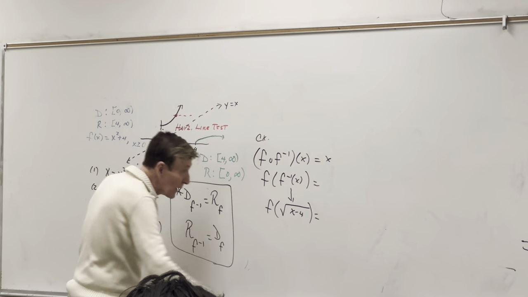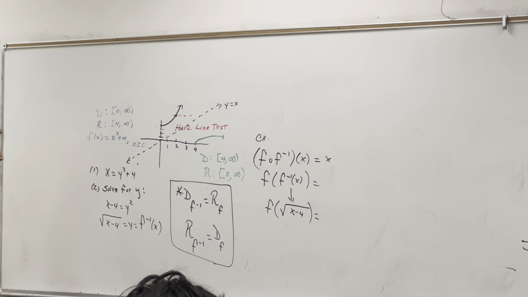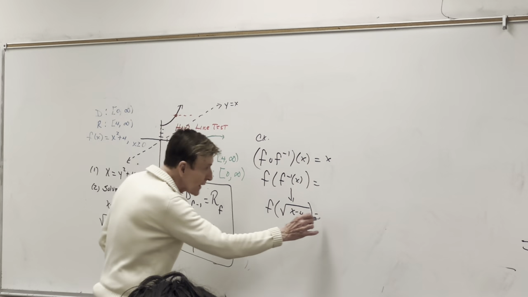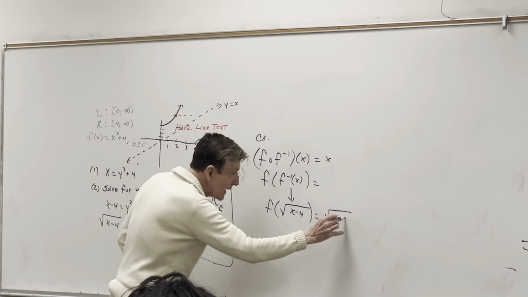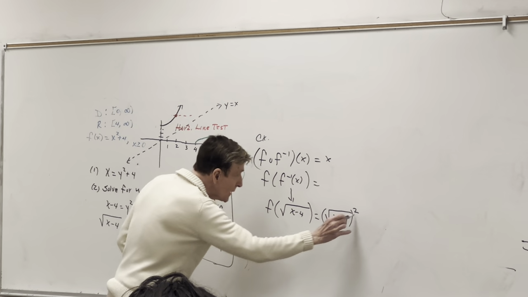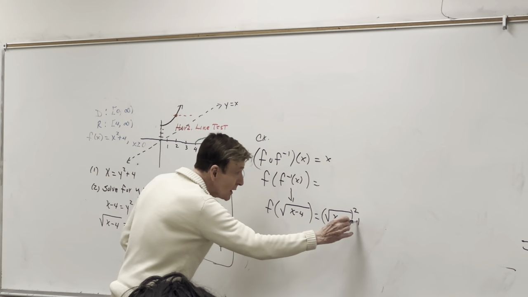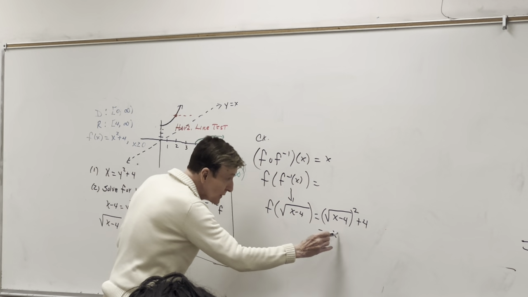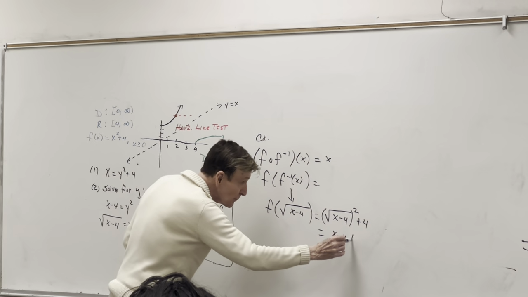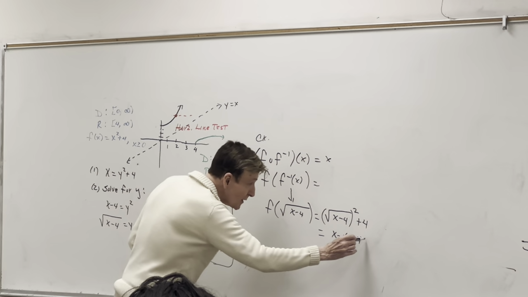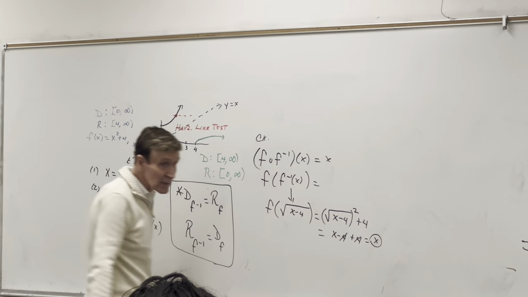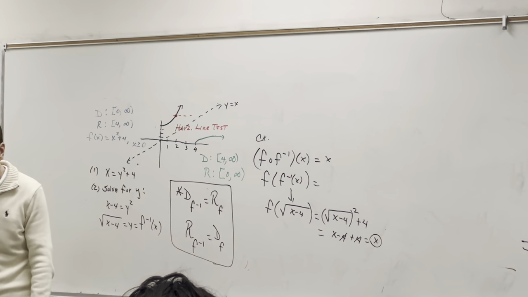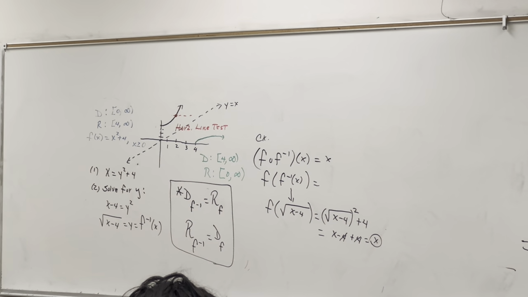Now, can someone tell me what f of that means? What am I supposed to do at this point? Go back to the original function, which was up here. Replace x by that, the square root of x subtract 4. It says to square it, and then what? Add 4. You square that, you end up with x subtract 4, the square root drops off, plus 4. The 4's cancel. Oh my goodness, it checks. Is that true?